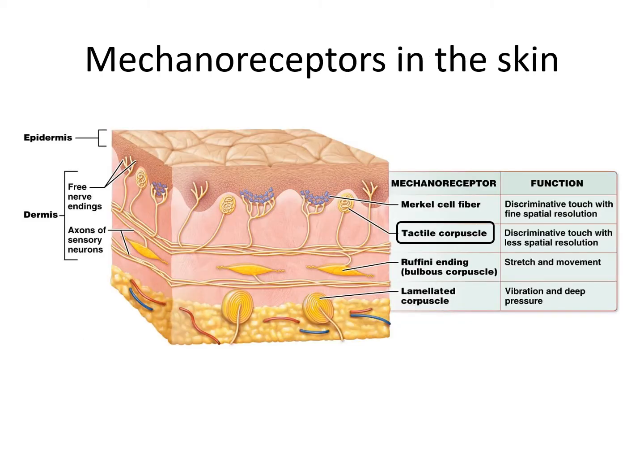So let's look at the tactile corpuscles, and you can see that they're in the dermal papilla here. They're for discriminative touch with less spatial resolution. They're not quite as fine as the Merkel cell fibers.